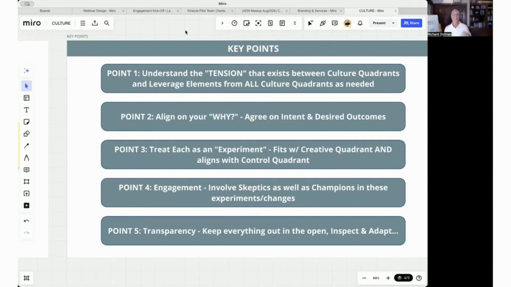Point number four, engagement. Make sure you're involving your skeptics as well as your champions in these initiatives. I'm a firm believer, let's get the skeptics to the table along with the champions. That way we can all collaborate on trying to get the best outcome possible. The question is not, do cross-functional teams work? The question is, how do they work in your organization given your culture orientation? Point number five, and this is probably obvious, is transparency. Keep things out in the open and always remember to inspect and adapt.